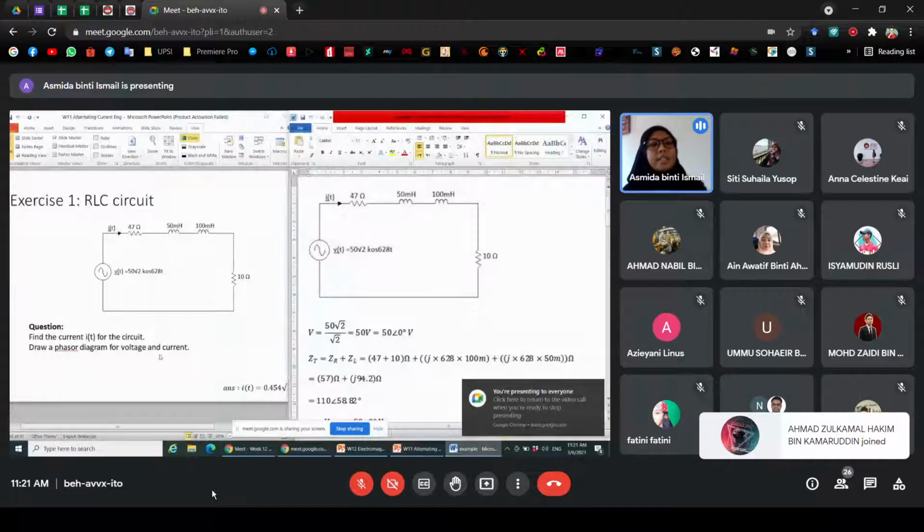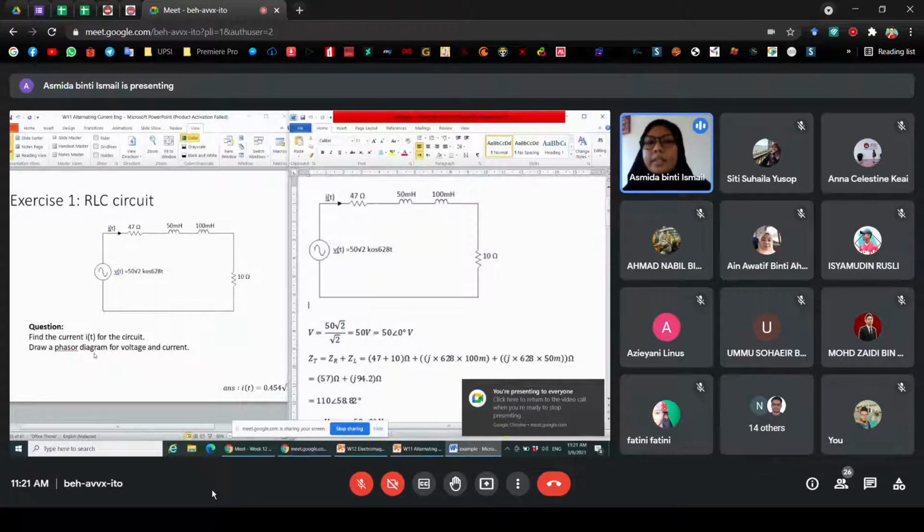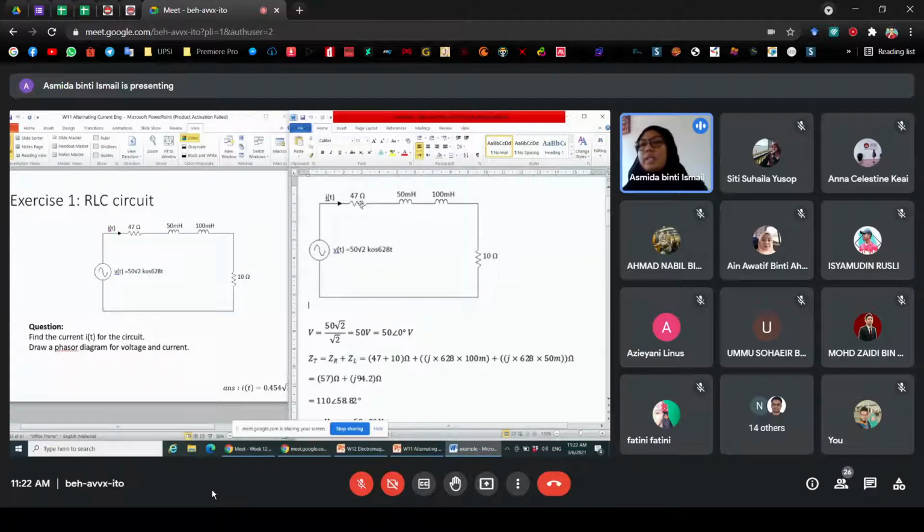Okay, you have two questions. Find the current for IT and draw a phasor diagram. Okay, from this question, first step you need to convert this inductor into impedance, where you need to find the value for the ZL here. So you need to convert this into ohms unit. So 50 millihenry and 100 millihenry, we need to convert it into ohms unit or into impedance.